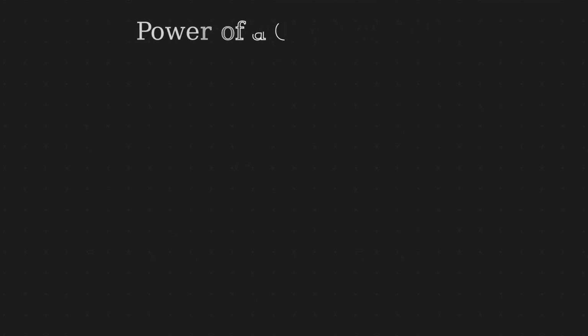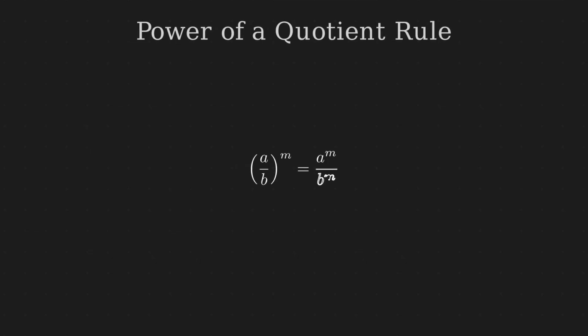The fifth law is the power of a quotient rule, written as a over b all raised to the power of m, which equals a to the power of m over b to the power of m. This rule says that when you raise a fraction to a power, you distribute that power to both the top and the bottom of the fraction. For example, 2 over 3 all raised to the power of 2 gives us 2 squared over 3 squared, which is equal to 4 over 9.